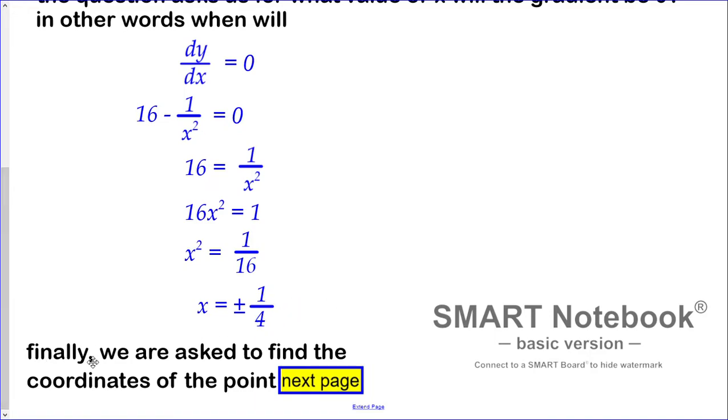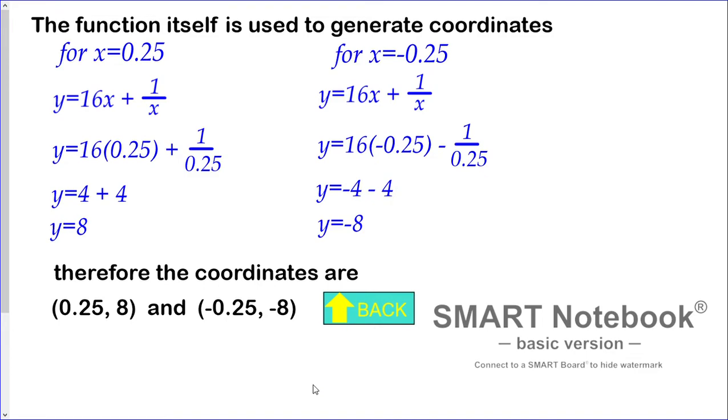So last step, finally, we are asked to find the coordinates of the point. This is only the x-coordinate of the point. Why don't we now find the coordinates of the point? Okay. There's two different coordinates where this is true. The function itself is used to generate the coordinates. We don't use the gradient function. The gradient function generates the gradient. The function generates all the coordinates on the curve.